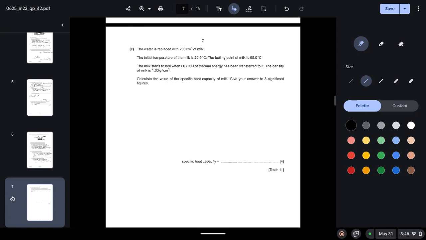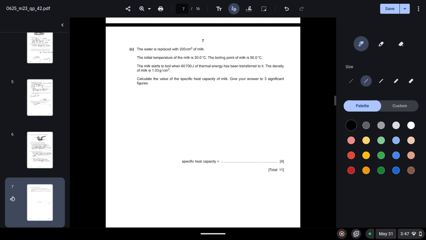C. The water is replaced with 200 centimeter cubes of milk. The initial temperature of the milk is 20 Celsius. The boiling point of milk is 95 Celsius. The milk starts to boil when 60,700 joules of thermal energy has been transferred to it. The density of milk is 1.03 grams per centimeter cube. Calculate the value of the specific heat capacity of milk.